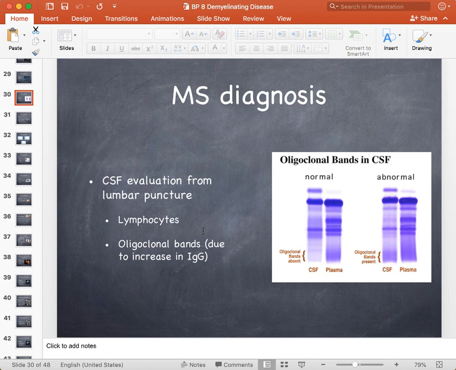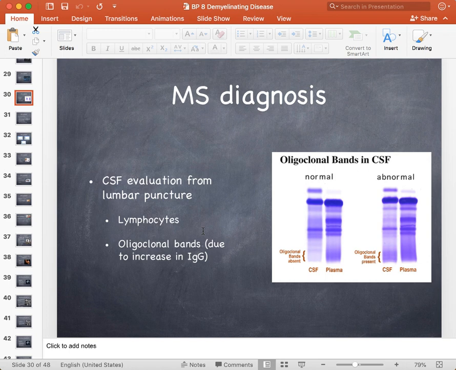Depending on how many bands one considers abnormal, 90 to 95% of people with MS do have these oligoclonal bands in the CSF. But one thing that is important to realize is that implicit in that statement is that at least 5% of people who have MS by any reasonable criteria don't have this finding.